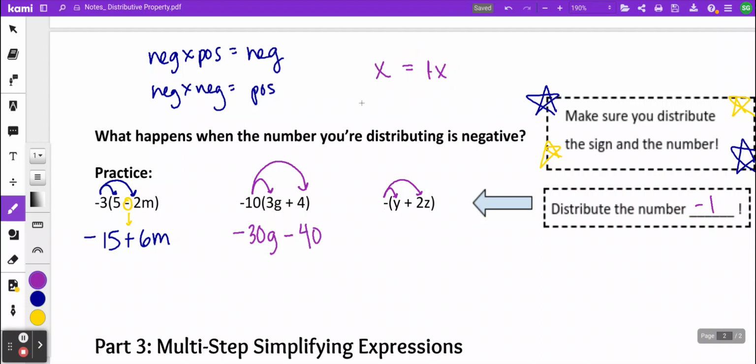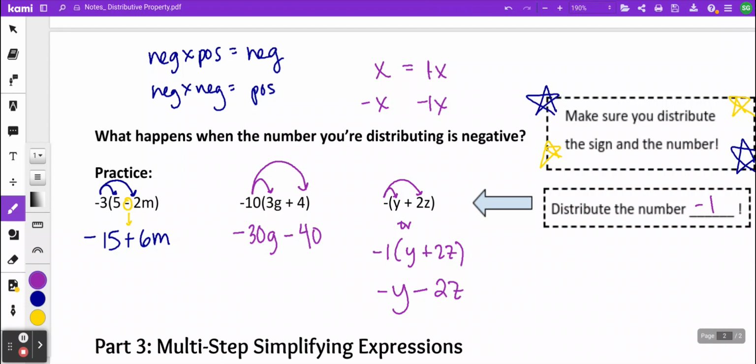I don't see anything in front of my parentheses, just a negative sign. That would mean the coefficient is negative 1. So here it might help to think of multiplying negative 1 to everything inside. Not necessary, but it can help a lot of students. Either way you do this, you're going to get negative y minus 2z. And so this is distributing. We're talking about multiplying what's outside the parentheses to everything inside.